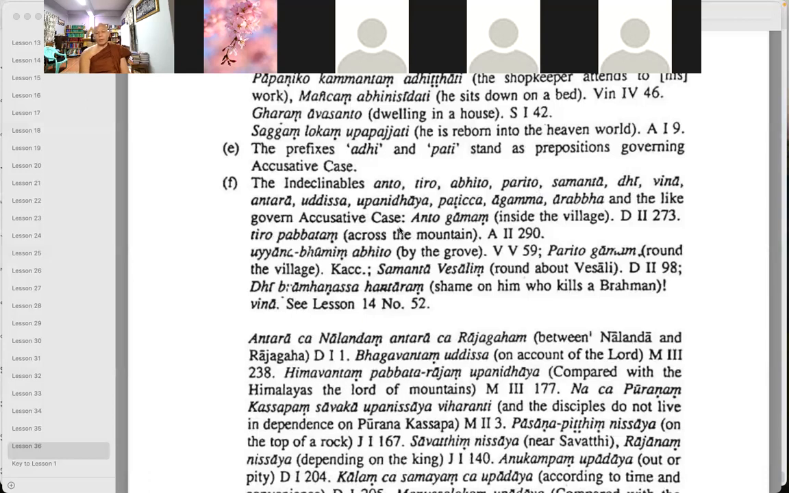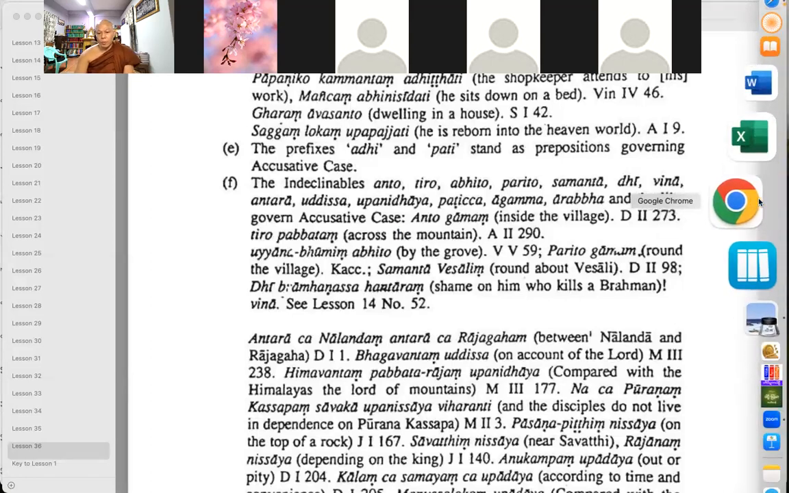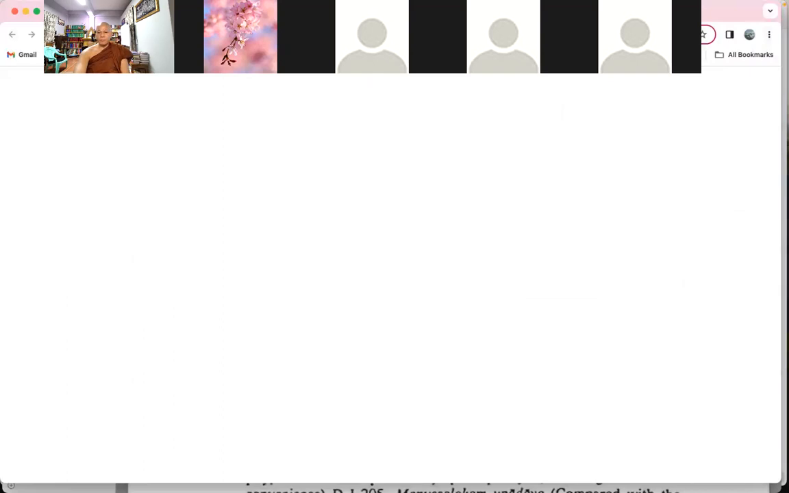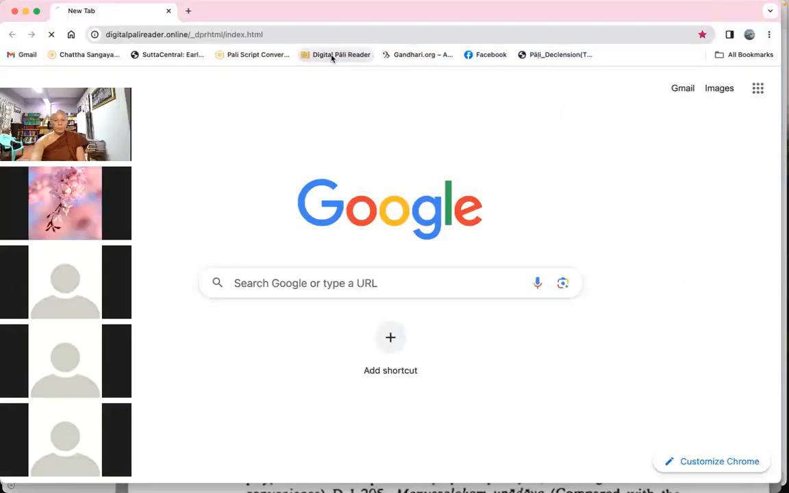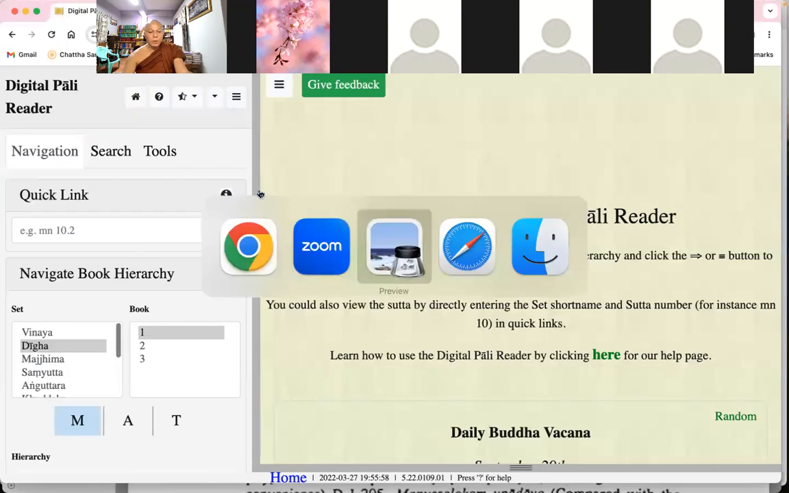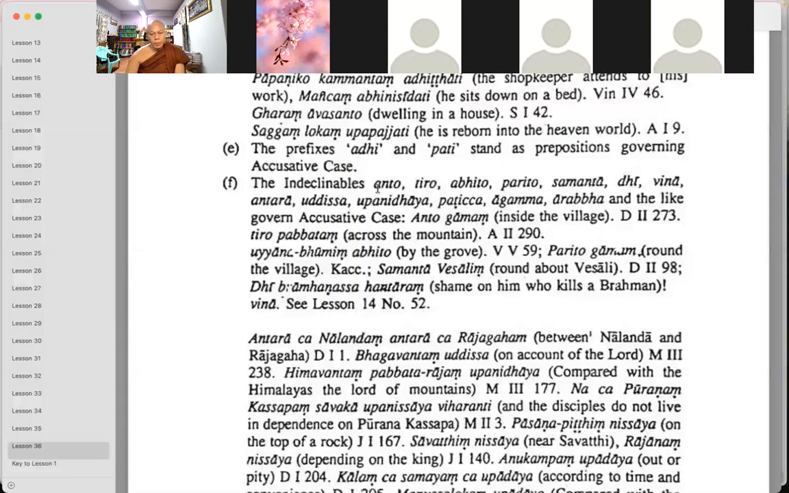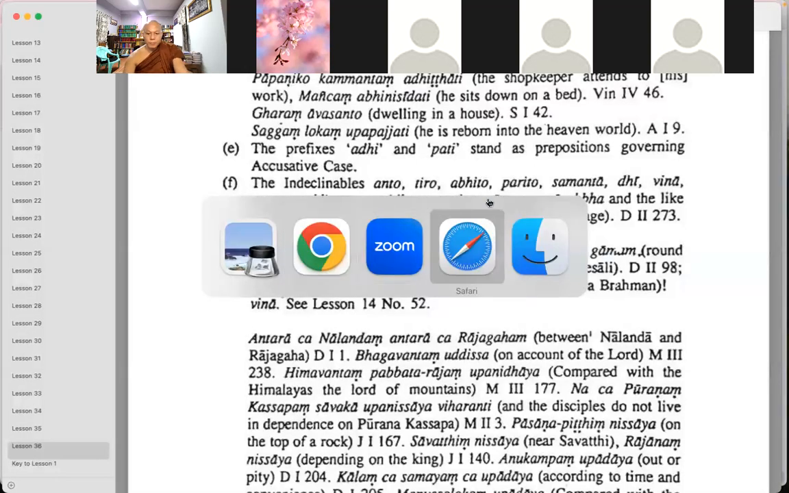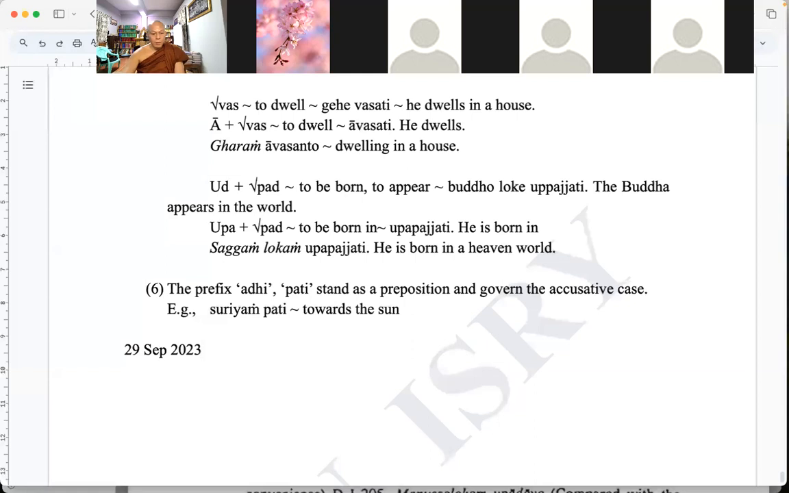Of them, some are adjectives, some are indeclinable, okay? So based on what? That we will analyze using the dictionary. We need to check what they are originally. Also, we need to know that. So now, the indeclinables anto, diro, abhito, parito. That should be number 7 in my note.